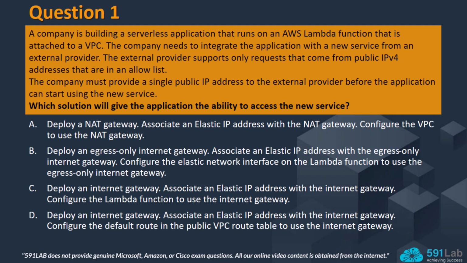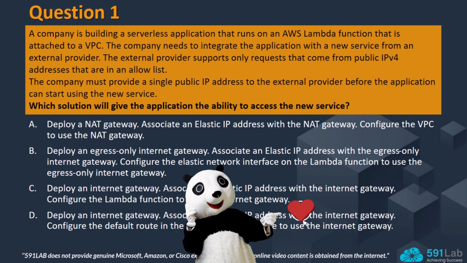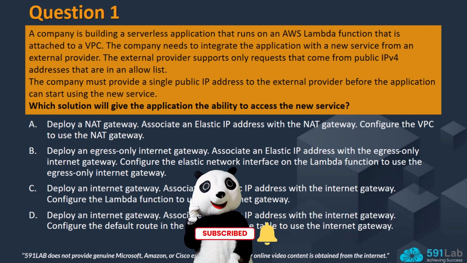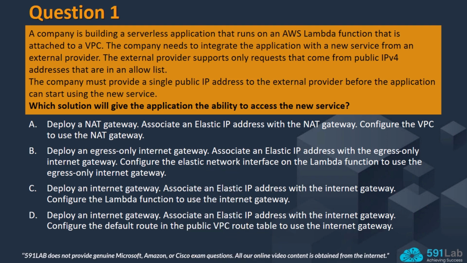Option D. Deploy an internet gateway, associate an elastic IP address with the internet gateway. Configure the default route in the public VPC route table to use the internet gateway. Configuring the default route in the public VPC route table to use the internet gateway will not provide a public IP address for the Lambda function to use, so this is also not the correct answer.